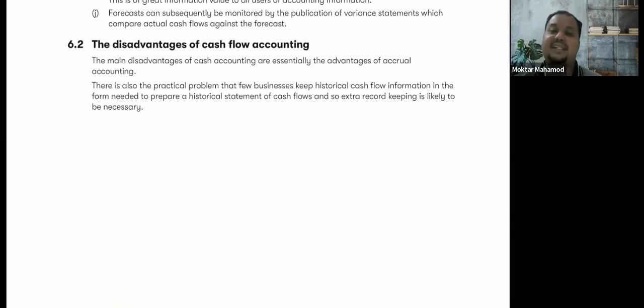Masih ada disadvantage dan masih ada keperluan, or we still need to refer to the profit or loss statement and statement of financial position as well, other than the cash flow. All right.